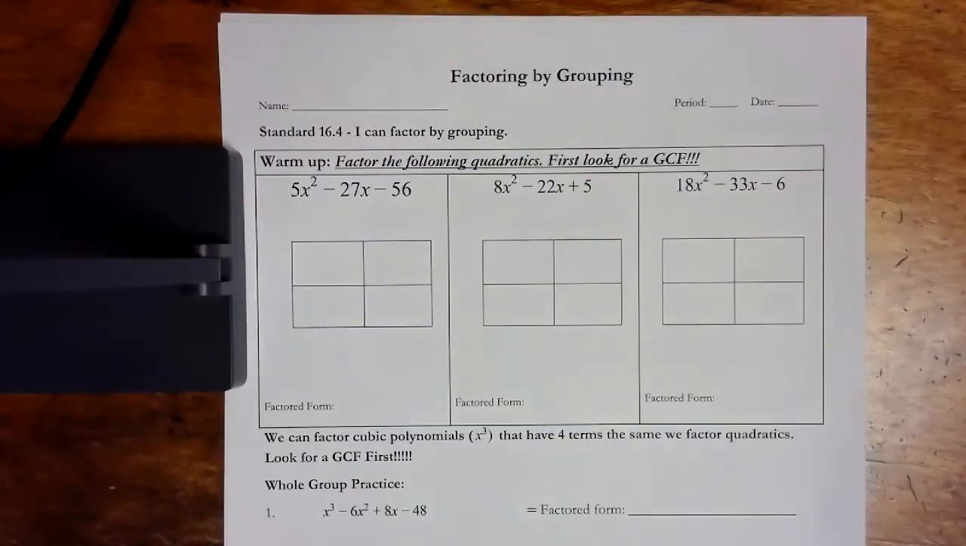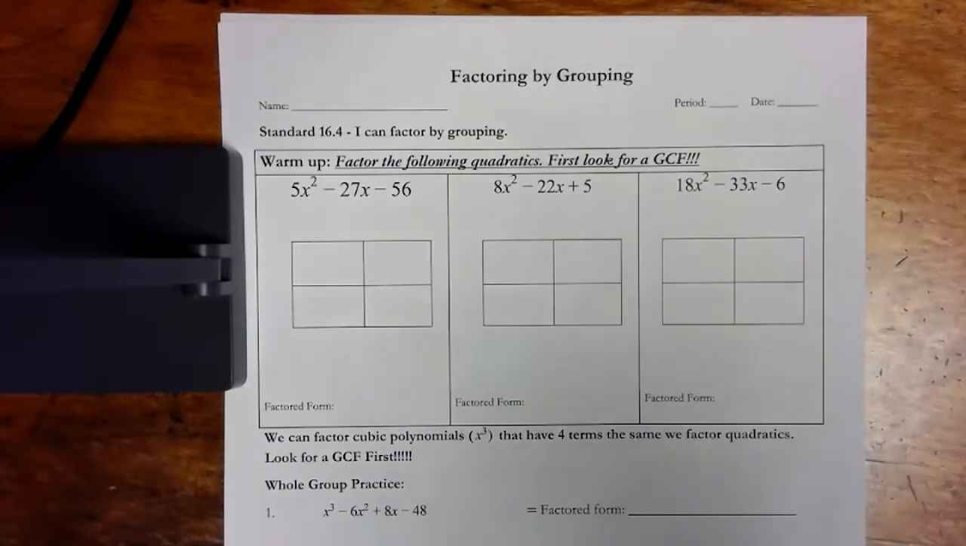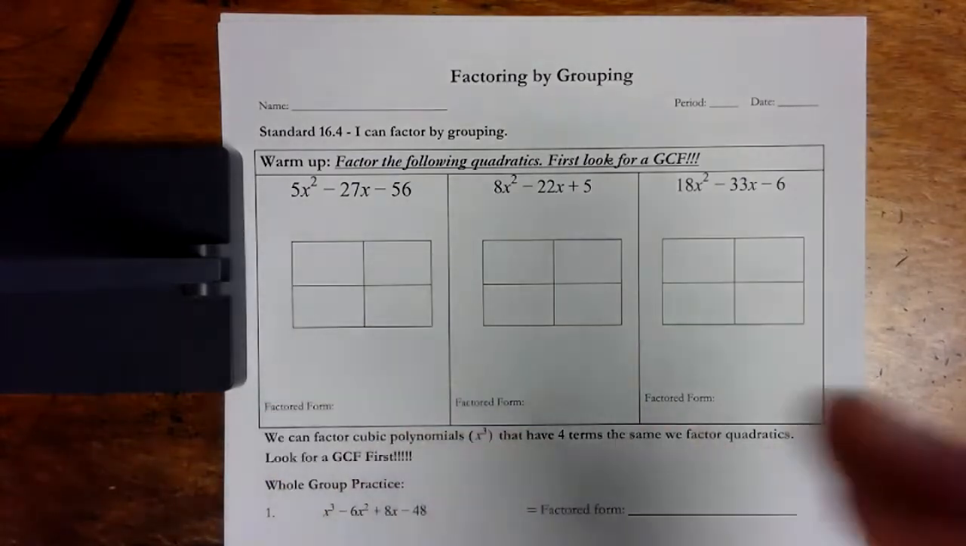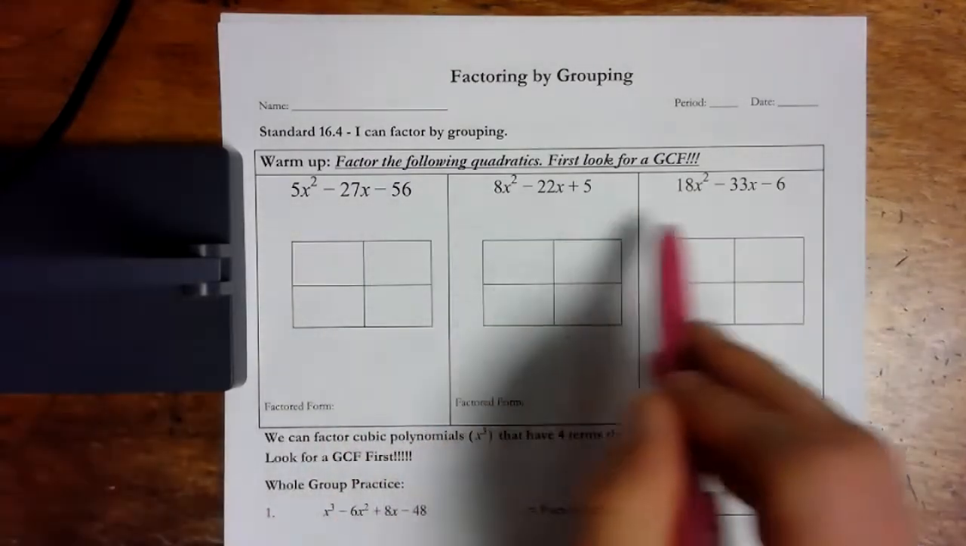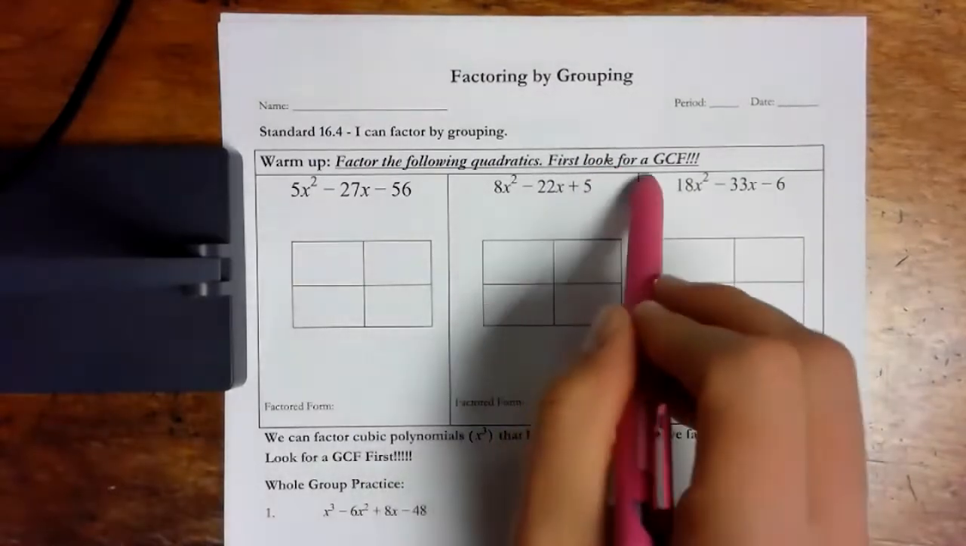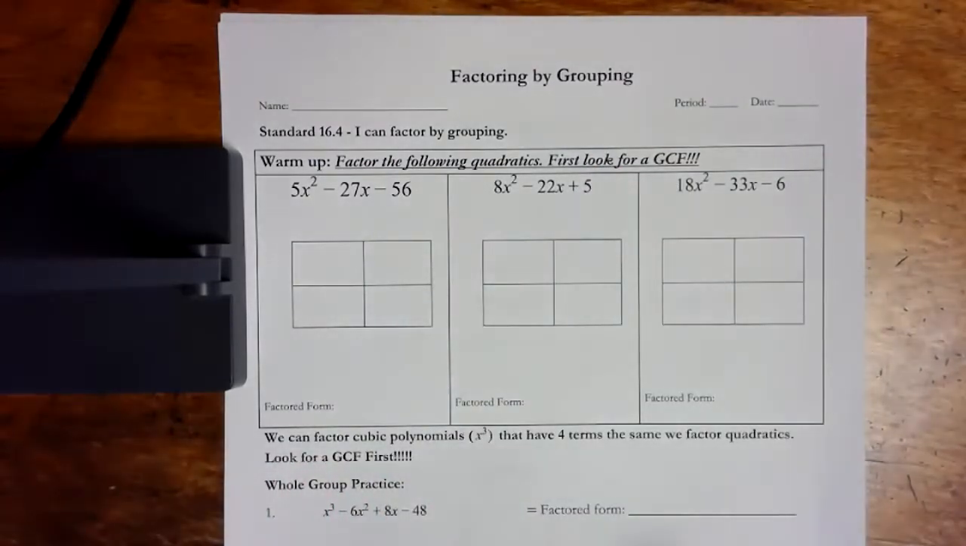We are going to continue to factor, but now we're going to take it one step further and factor some bigger polynomials, something bigger than a quadratic, and we're going to call those cubics. But before we get into that, as always, you're going to have an opener where you do exactly what we learned in our last lesson and factor the three quadratic terms. Now, as always, make sure you're checking for a GCF before you begin.